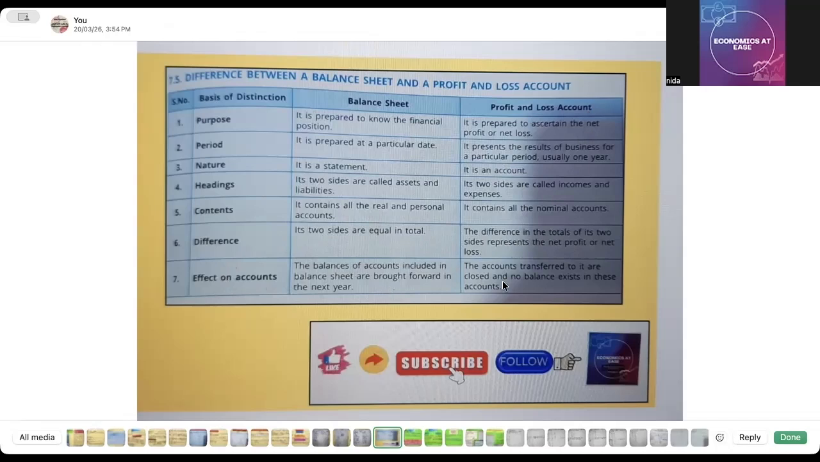और profit and loss का क्या करते हैं? हम capital में transfer कर देते हैं. The accounts transferred to it are closed and no balances exist in these accounts. हाँ, इस account में कोई balance नहीं करते हैं, right? जो effects on accounts पे पड़ता है, इस पे balances का नहीं बोल रहे हैं, right? The accounts transferred to it, जो भी accounts इनमें transfer करते हैं, are closed and no balances exist in these accounts. ठीक है? So now you have understood the concepts clearly.